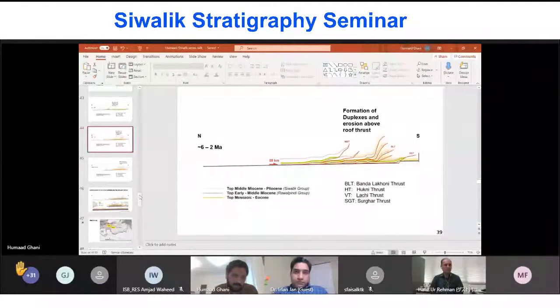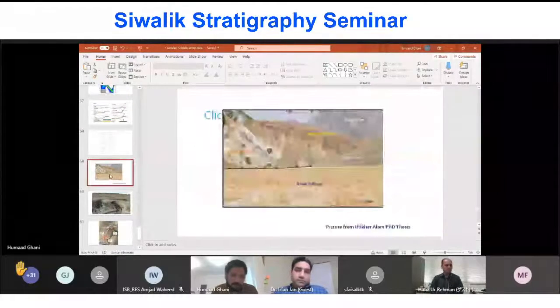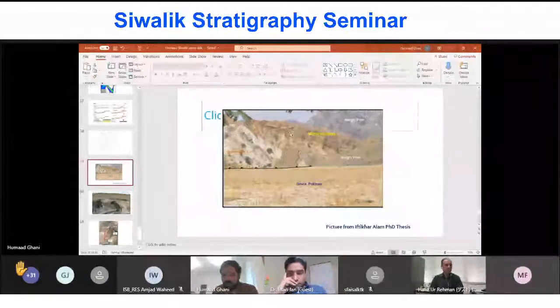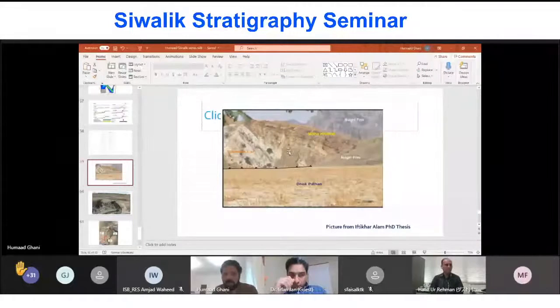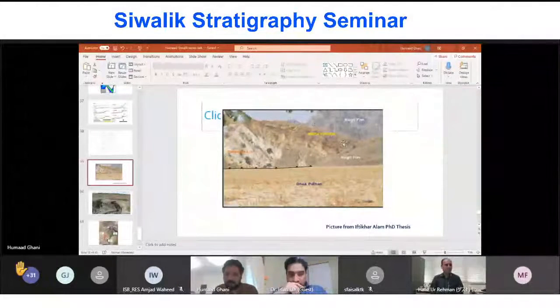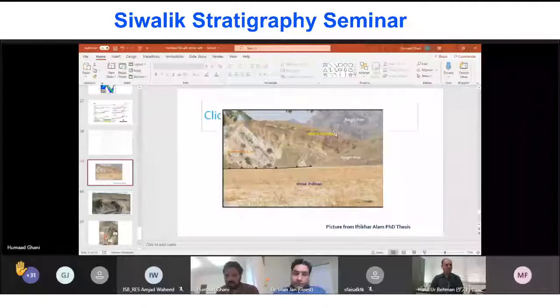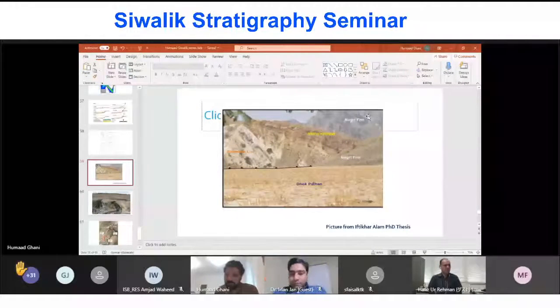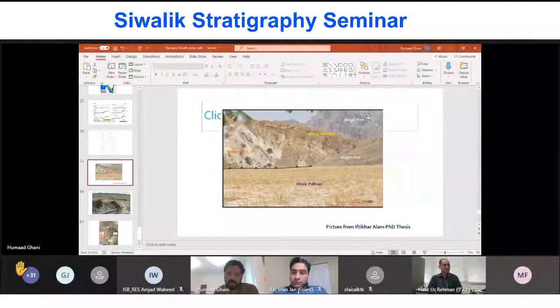Then, from the PhD thesis of Aftahar Alam, I saw that in the Surgar range there is the scissor limestone, and on top of it the metachatic formation, which has clasts from older rocks, and then on top of it the Nagri formation. So these were clues that something must have been happening before the Nagri formation came into the basin. If they were not deformed, these strata or these clasts should not be there.